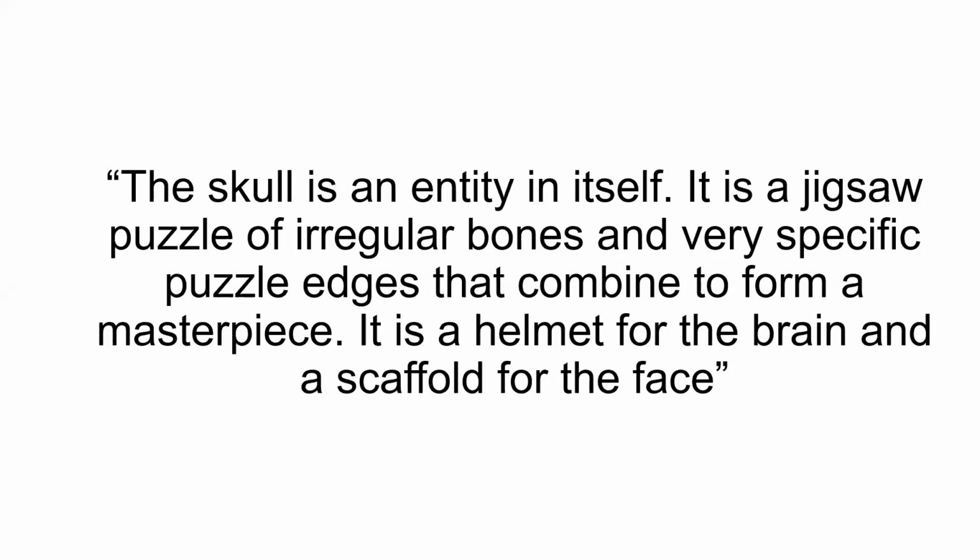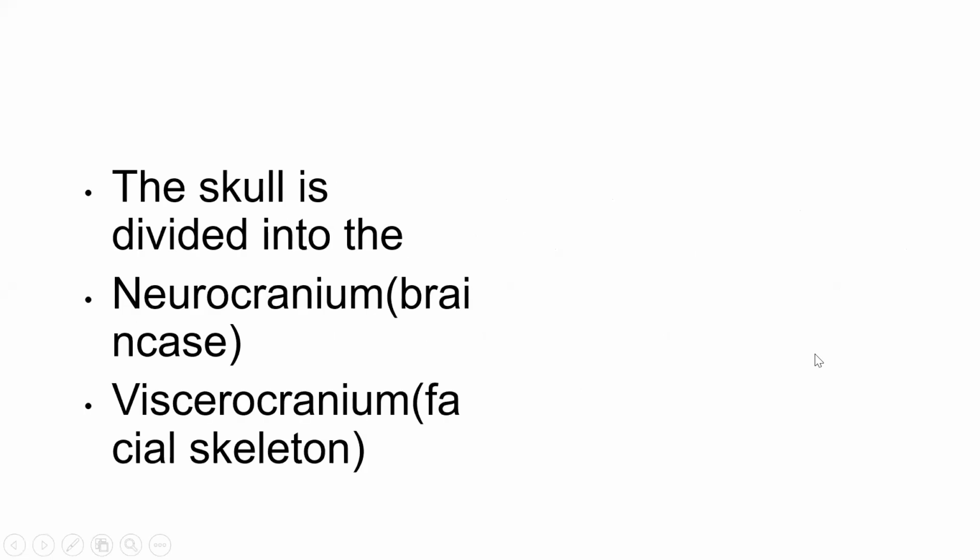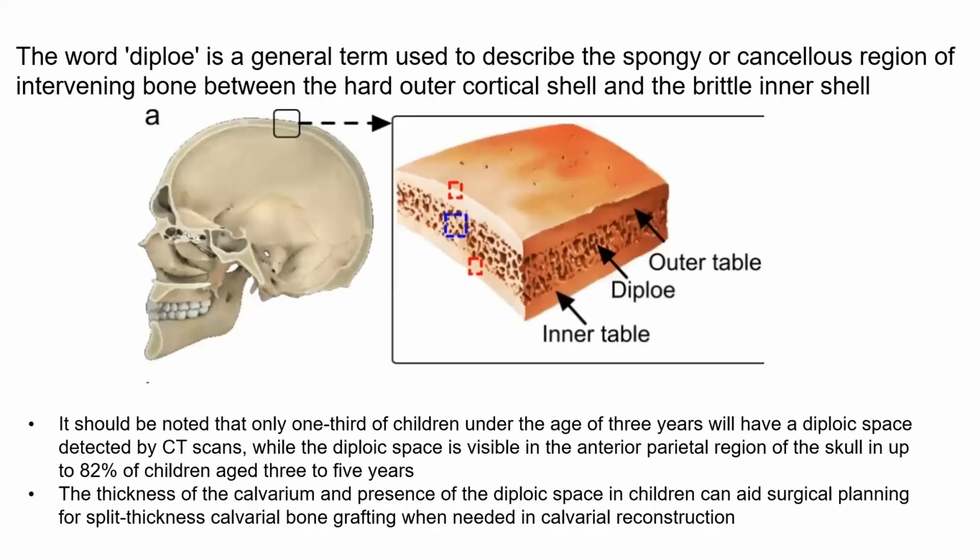Going to the skull, I've taken this wonderful quote from Professor Aaron Cohen. It is: the skull is an entity in itself. It is a jigsaw puzzle of irregular bones and very specific bone atoms that combine to form a masterpiece. It is a helmet for the brain and a scaffold for the face. The skull is divided into neurocranium, which is the brain case, and viscerocranium, that is the facial skeleton.